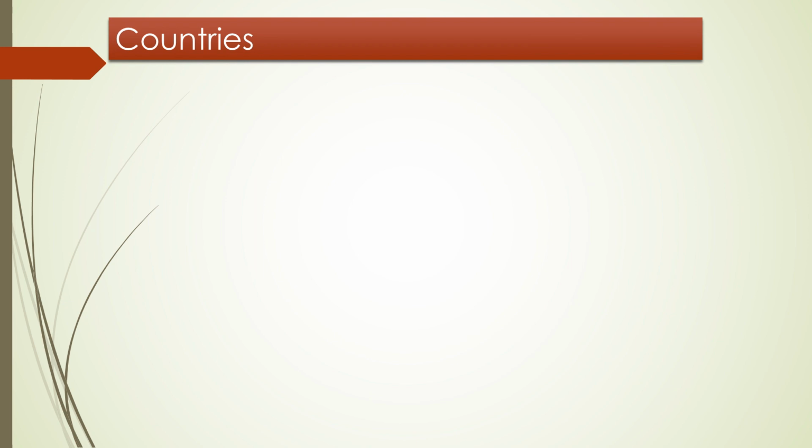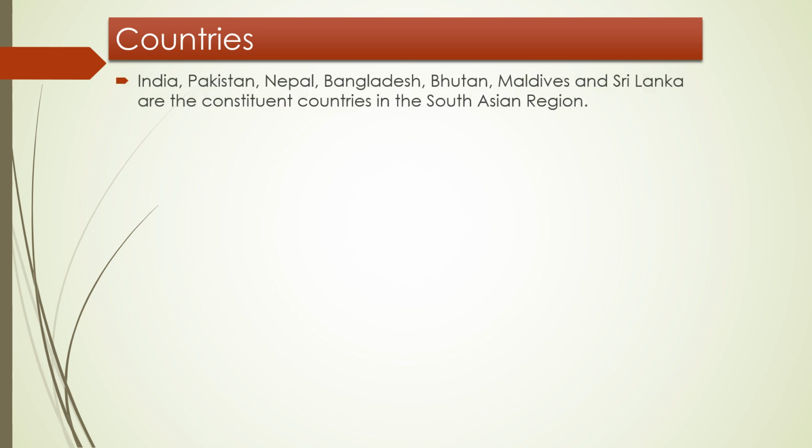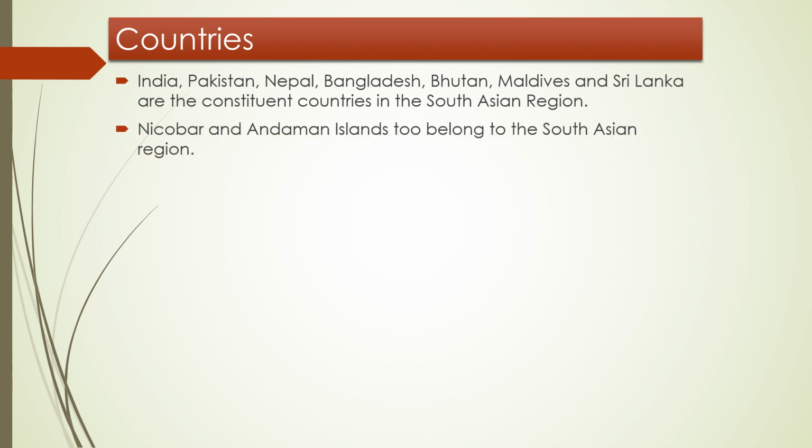So now we will see about the countries which are located in the South Asian region. So what are the countries? India, Pakistan, Nepal, Bangladesh, Bhutan, Maldives, and Sri Lanka are the constituent countries in the South Asian region. So constituent means holding membership. And also Nicobar and Andaman Islands belong to the South Asian region.